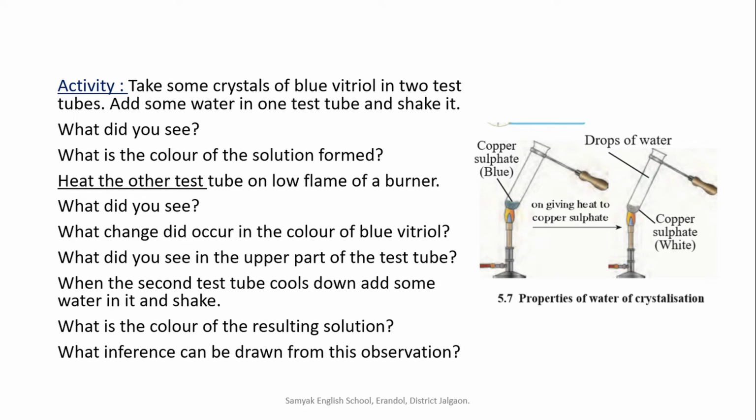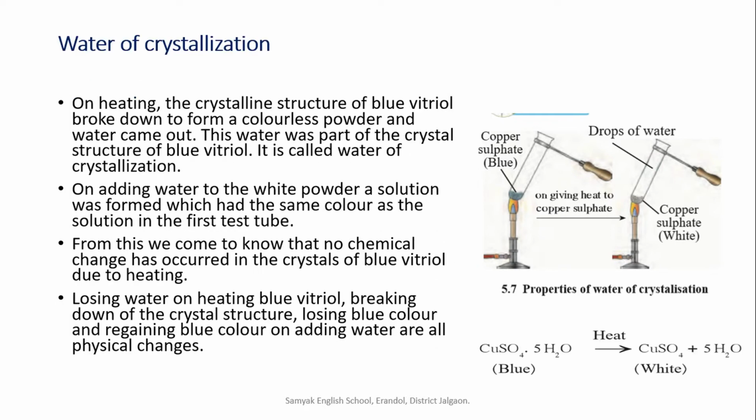Now heat the other test tube on low flame of a burner. What did you see after heating? What change did occur in the color of blue vitriol? What did you see in the upper part of the test tube? When the second test tube cools down, add some water in it and shake. What is the color of the resulting solution? What inference can be drawn from this observation?